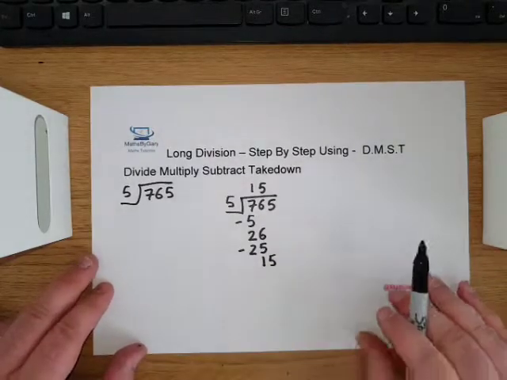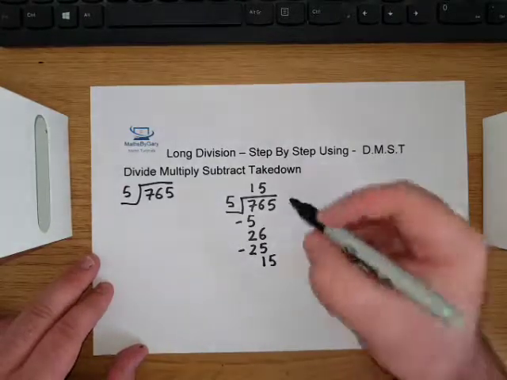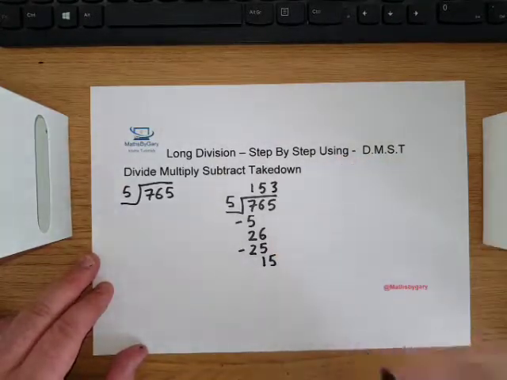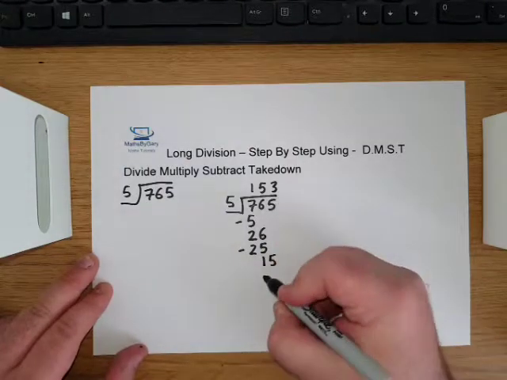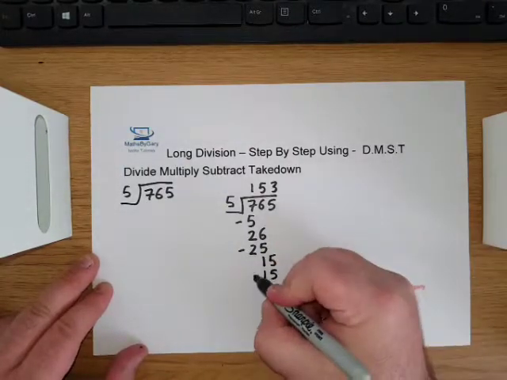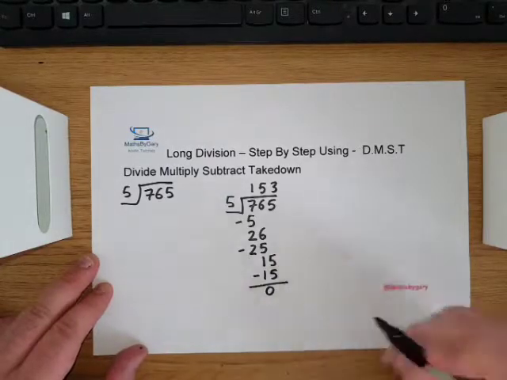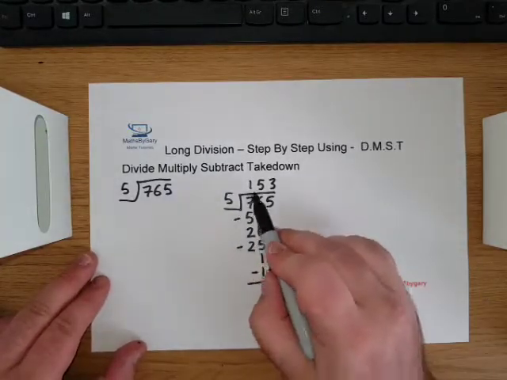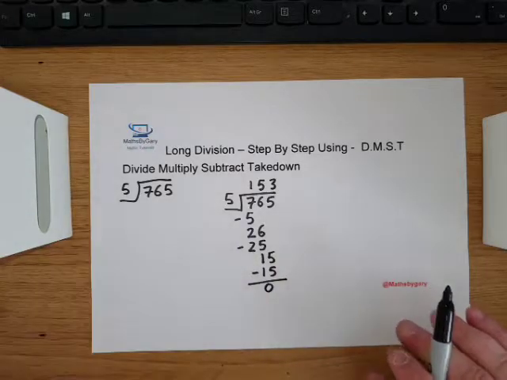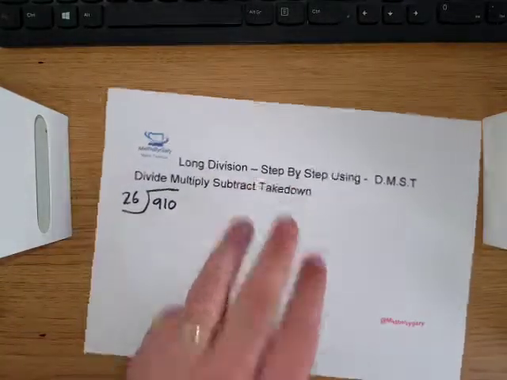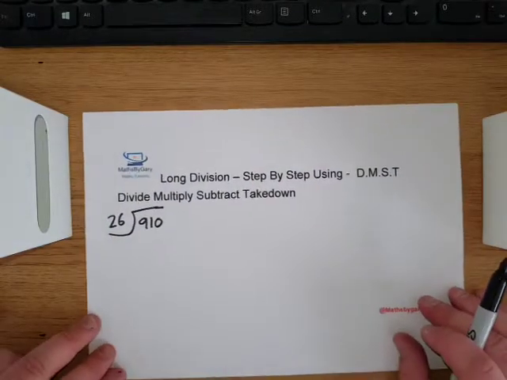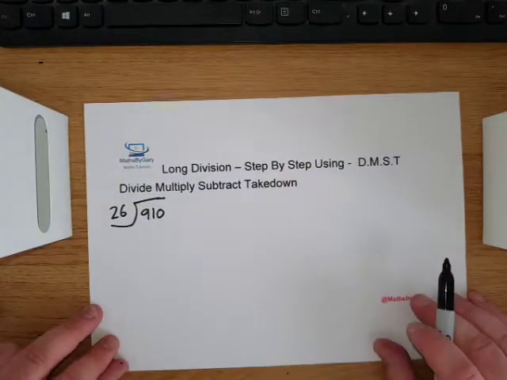And now a new number. So 5 into 15 goes 3 times. And we can check if there's any remainders by multiplying the 5 by the 3. 3 times 5 is 15. And if we subtract those two numbers, we're left with 0. So we now know there's 153 5s in 765.